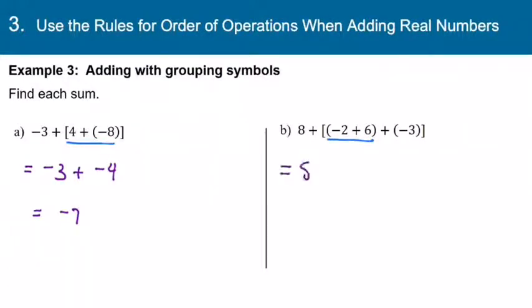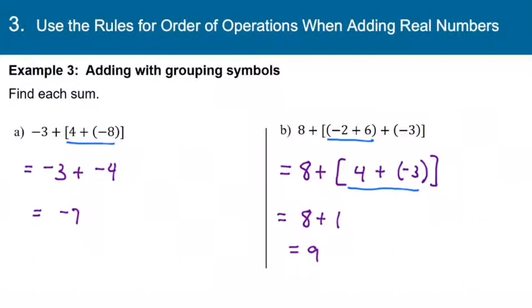So now we have 8 plus bracket 4 plus negative 3. Notice how my parentheses has now been replaced with just the number 4 because we did that operation. Okay, now still working inside the bracket, we have 4 plus negative 3. The signs are different, so we'll subtract and keep the sign of the larger number, which is positive. And so that's going to give us 8 plus 1, and of course 8 plus 1 is 9.